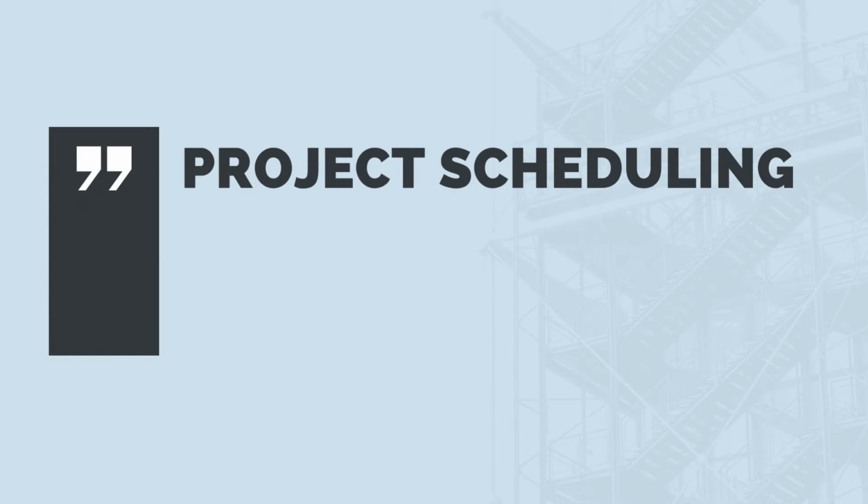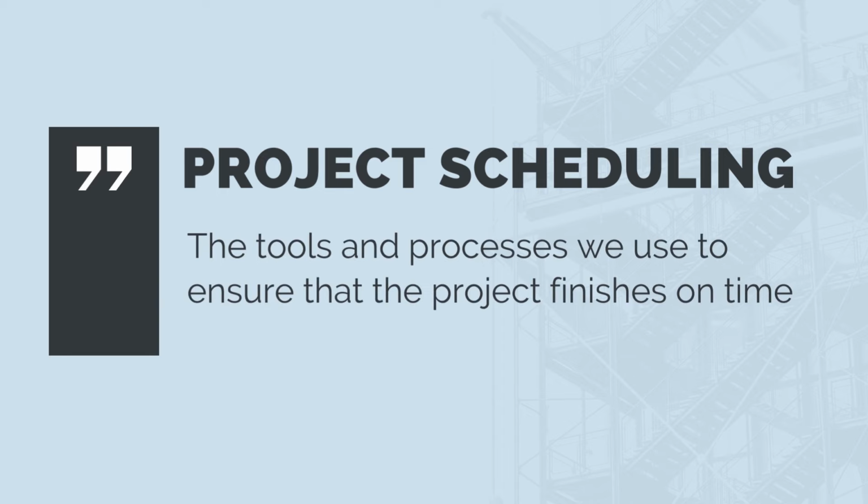So what is construction project scheduling? The easiest way to define it is the set of tools and processes that we use to make sure the project finishes on time. At its fundamentals, that's what it is. It's a set of tools and processes, and its goal is to make sure that we finish the project scope before the deadline we set for the project.